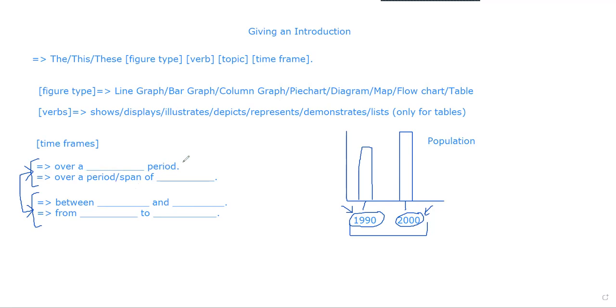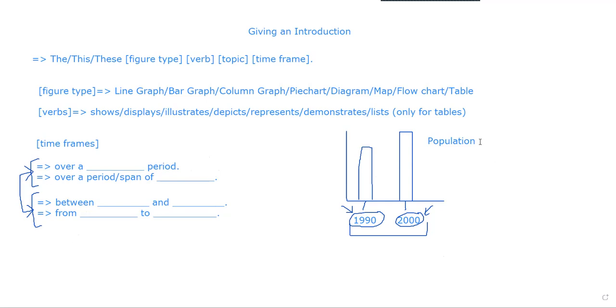You cannot take both of these strategies and mix them together, like over a period of 10 years, over a 10-year period. You cannot take both of these two strategies and mix them together, because they are of the same type. You have to take one to talk about the entirety of the time, as well as take one for the beginning and ending of the time frame.